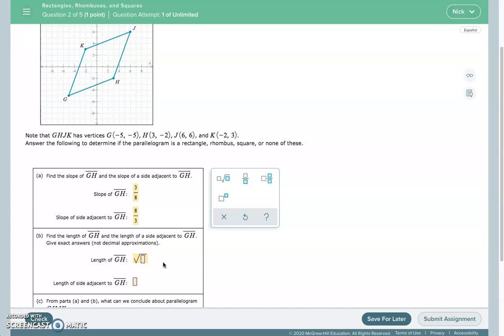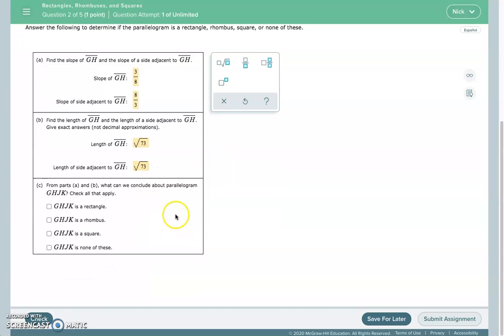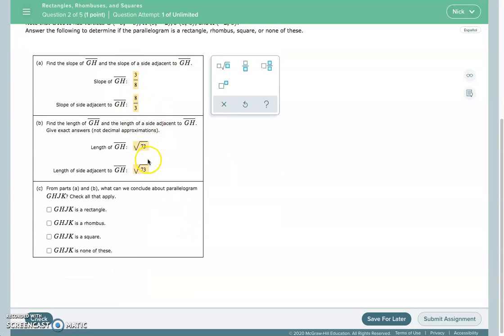So, all right, GH here, so I have 3 and 8, so that's 3 squared plus 8 squared, and then it will be the square root of that. So I have 3 squared is 9, 8 squared is 64, 9 plus 64 gives me 73. So my length is the square root of 73. For this one, I have 8 and 3, so 64 plus 9, which gives you another 73, right? It doesn't matter which order you add those in. So now I don't need my picture because I have all the information I need here.